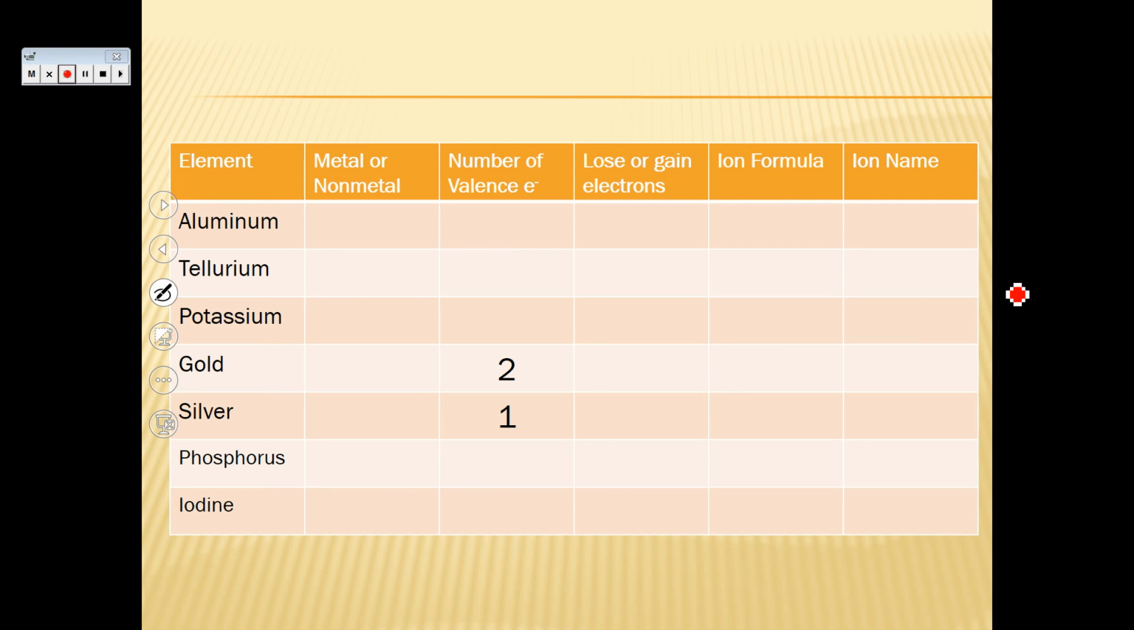All right, let's take a look at this table. You may press pause on the video to see if you can fill this table in on your own. All right, aluminum is a metal with 3 valence electrons. It is going to lose 3 electrons to become Al positive 3, and the name of it is still aluminum.